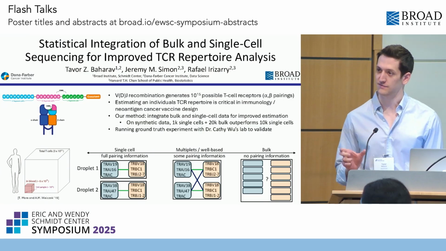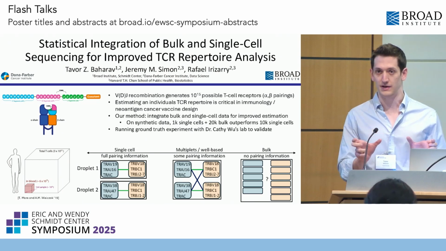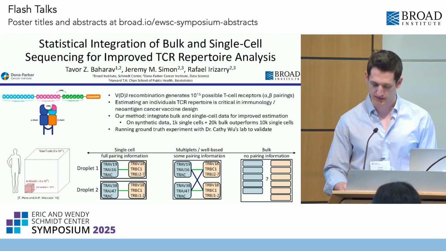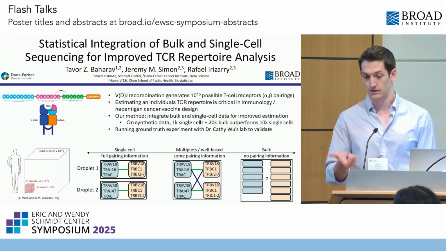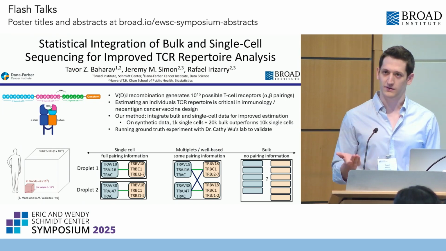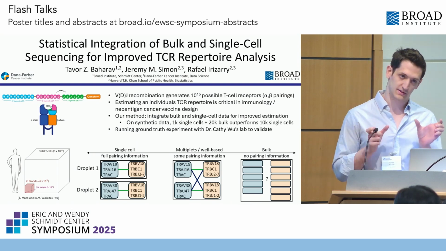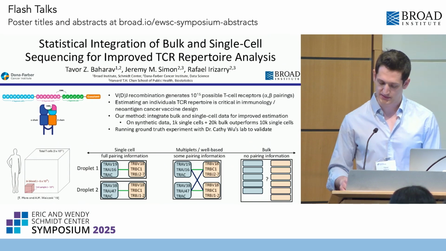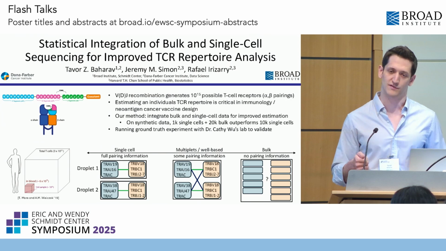Through the process of VDJ recombination, T cells recombine their genome in alpha-beta pairings, constituting on the order of 10 to the 15 different T cell receptors. This massive diversity makes estimating an individual's T cell receptor profile both a difficult and important problem. Traditionally, single cell is used to identify these pairings between alpha and beta chains. However, this is expensive and can't profile too many cells. Bulk, on the other hand, is cheap and can profile many cells, but doesn't give you this pairing information.